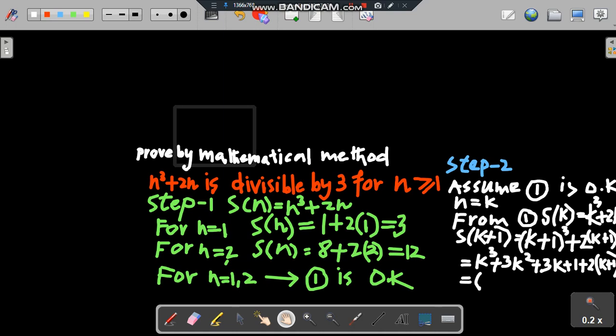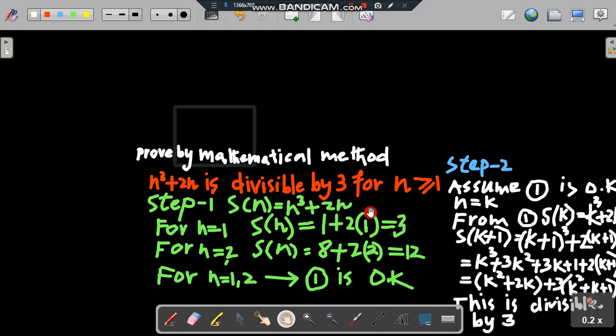Still, if you simplify, you will get k cube plus 2k plus 3 into (k square plus k plus 1). So this is what we get on the right hand side. Now if you put any value here, definitely this will be divisible by 3. For any value of k, we will see that this is divisible by 3. Therefore the right hand side is divisible by 3.